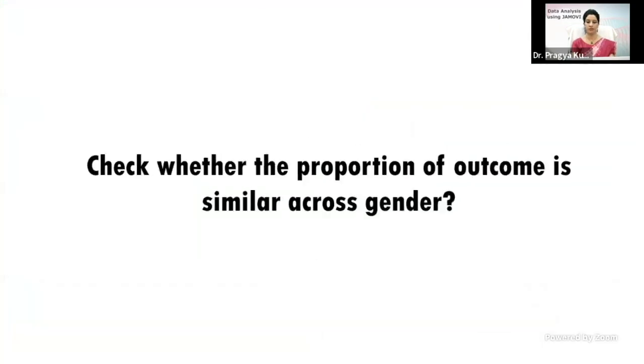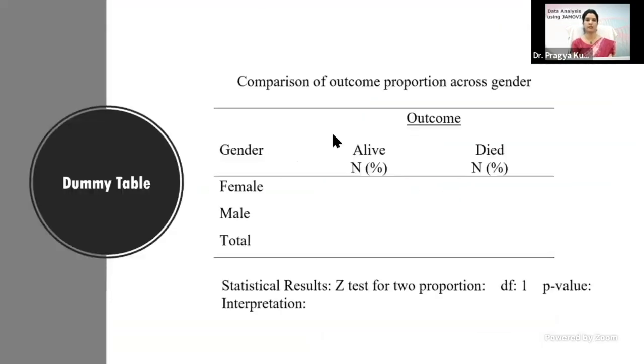So now we'll see the dummy table for the chi-square test of two proportions. This is the gender, female and male, and this is the status, alive or dead at the end of 1 year. In the bottom, you have to write the Z test of two proportions, its value, degrees of freedom, p-value, and then you have to write the interpretation.